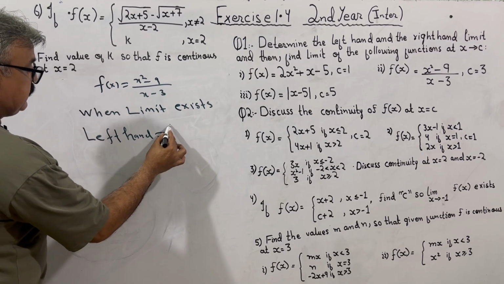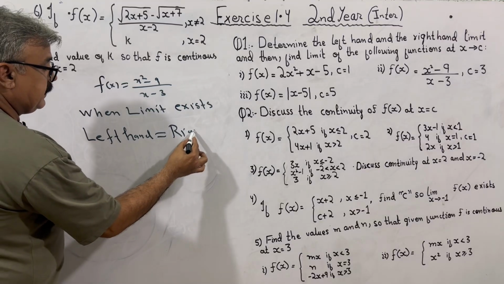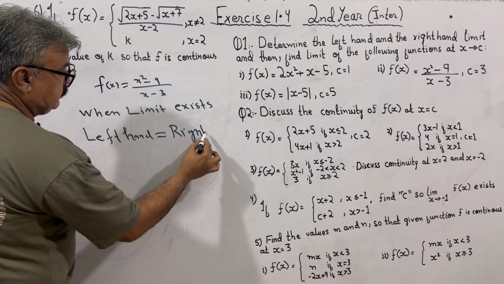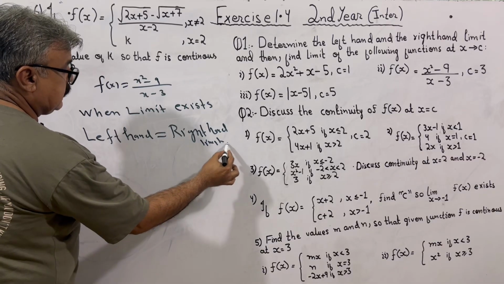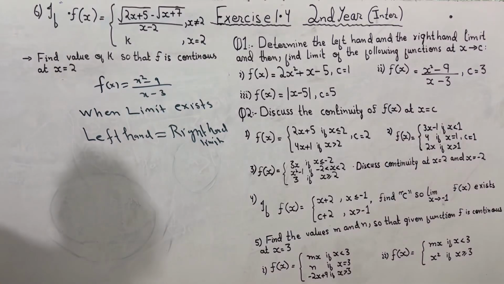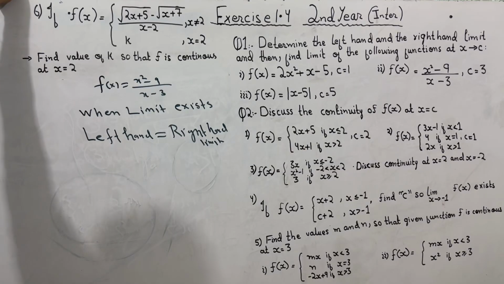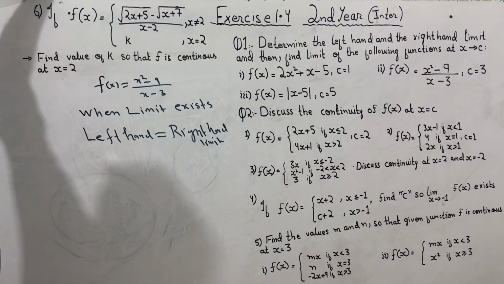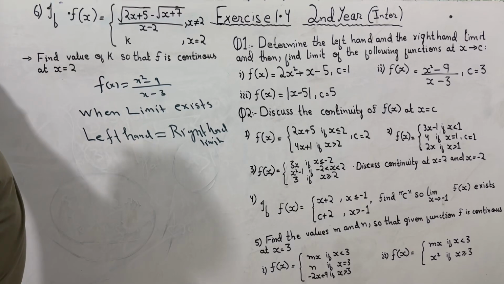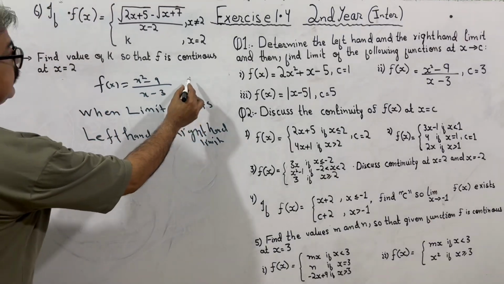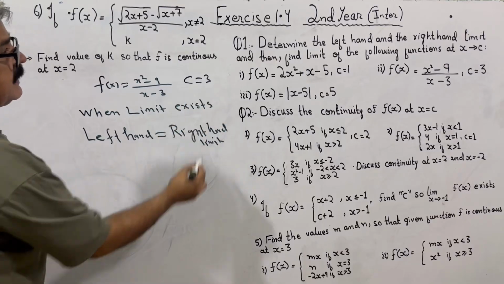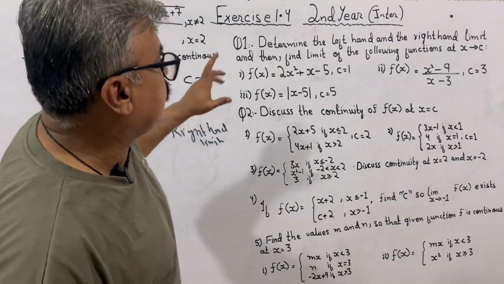The left hand limit must be equal to the right hand limit. Then we can say that the limit exists. When the left hand limit is equal to the right hand limit, then the limit exists in that case. So we have to check continuity, discontinuity, and whether the limit exists at c equal to 3.